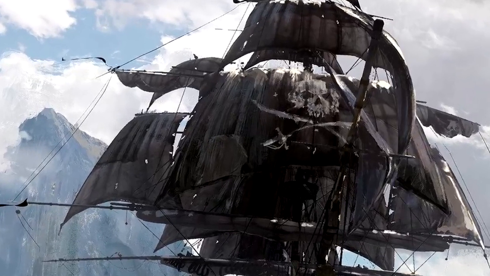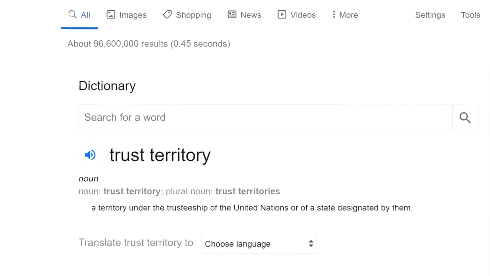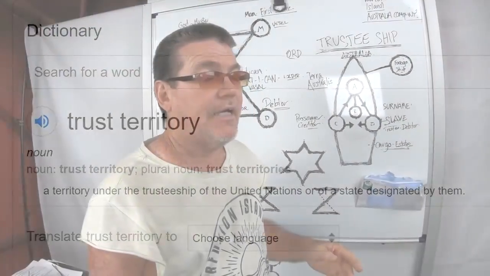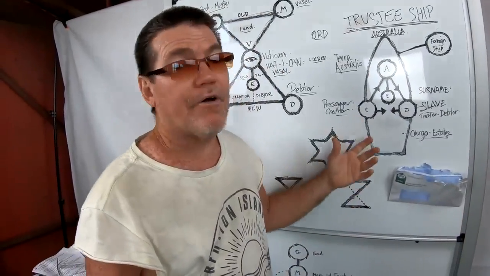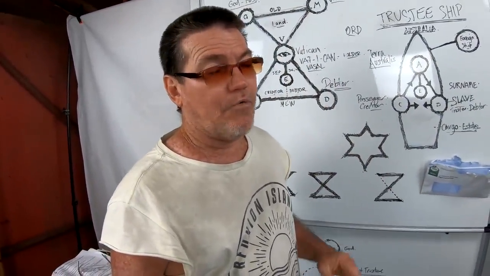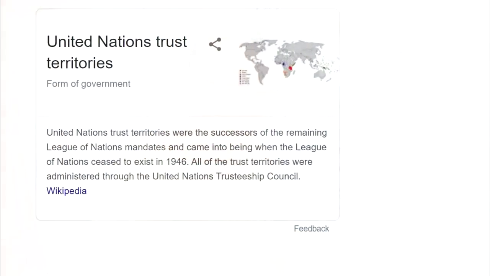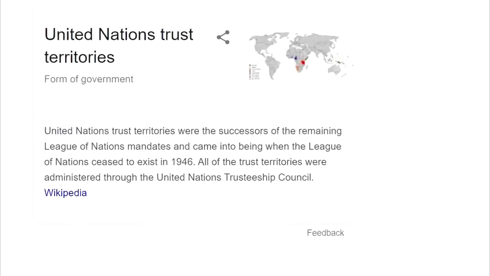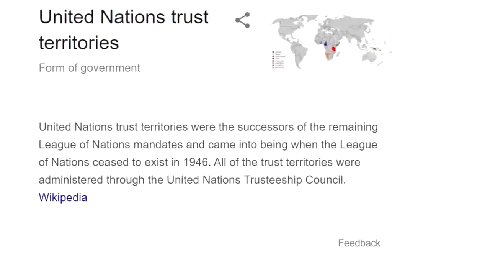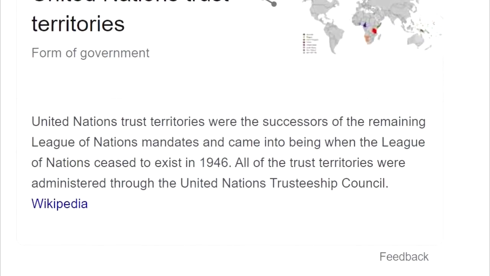And if you look at the normal dictionary, as we can see here, a trust territory is a designated area, not particularly of land, of anything. It's a designated jurisdiction where the boundaries of that jurisdiction extend to. And in the case of the United States, Australia, Canada, or Great Britain, these areas are really known as trust territories. And a trust territory is something that is governed by the United Nations, as you can see here. United Nations trust territories were the successors of the remaining League of Nations mandates, and came into being when the League of Nations ceased to exist in 1946. All of the trust territories were administered through the United Nations Trusteeship Council.